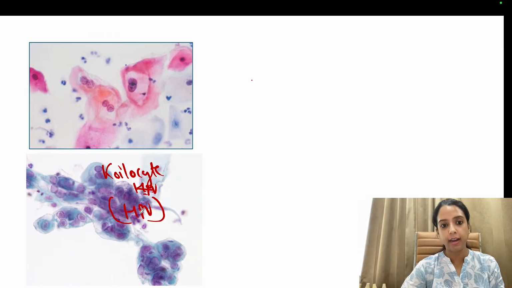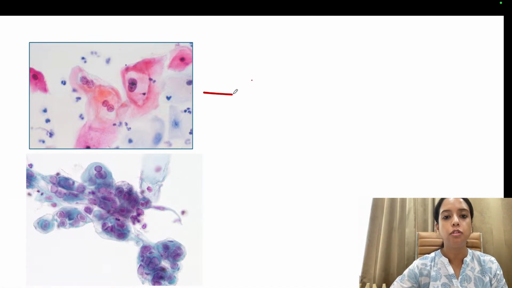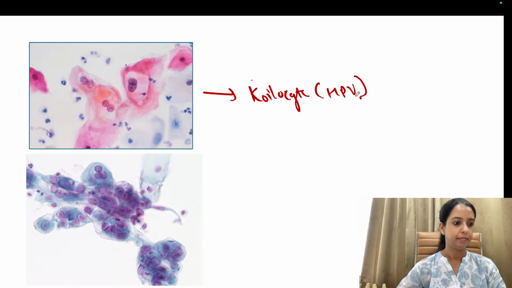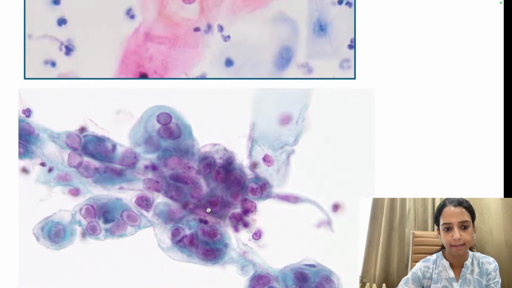Another viral infection again affecting the nucleus only. Here I will write. It is a koilocyte caused by HPV. Perfect. Very good. Can you see another one? Here also the nucleus is enlarged. It's a viral infection again.